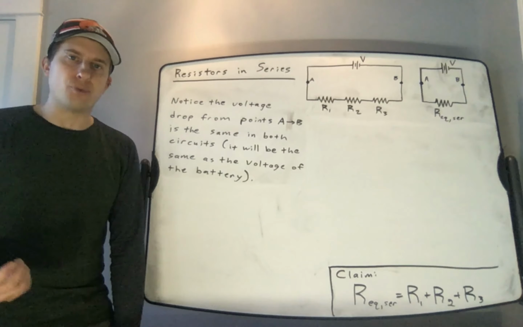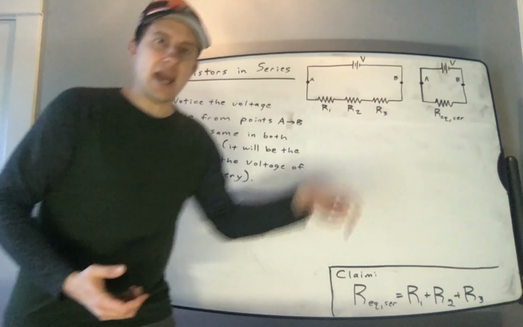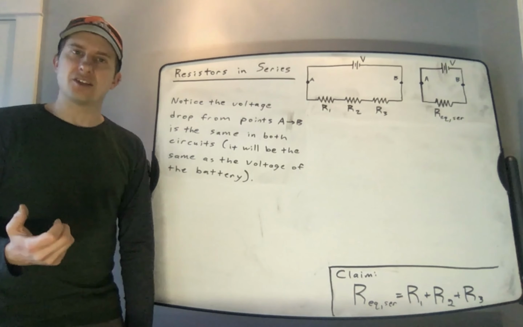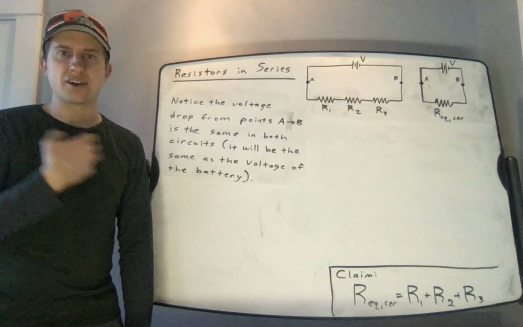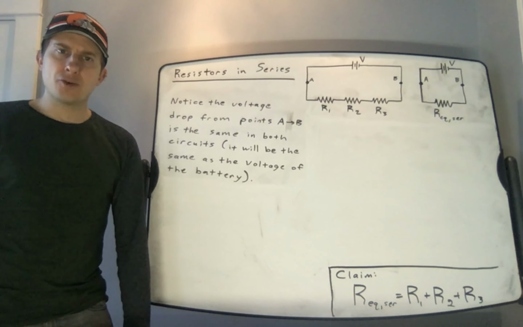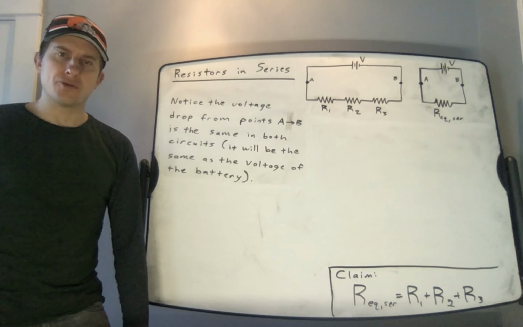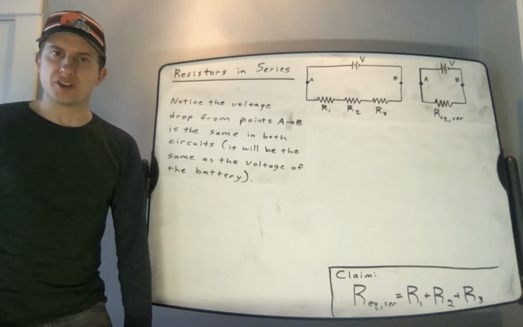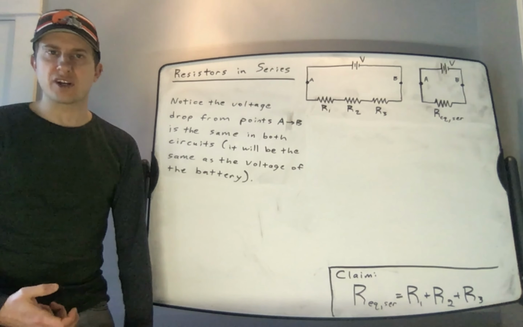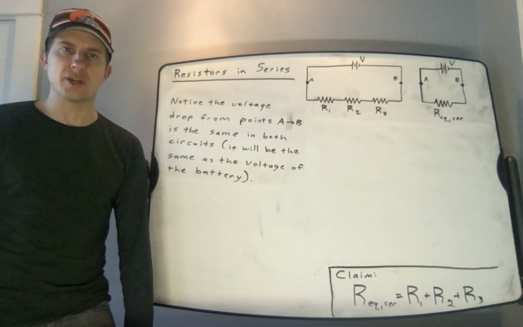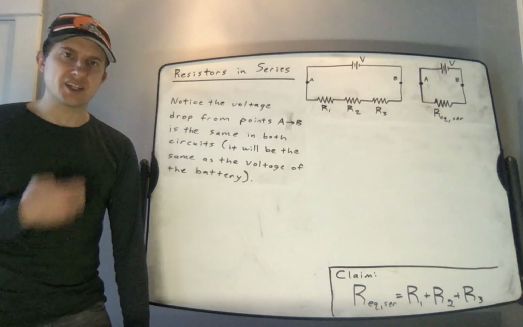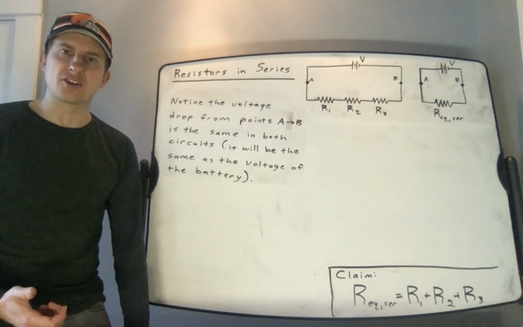I also labeled points A and B in the circuit. A and B are just locations in the circuit that I will reference later on in this derivation. Here we will derive the equivalent resistance of 3 resistors in series. The equivalent resistance of any other number of resistors in series can be demonstrated with a method very similar to what we do here.